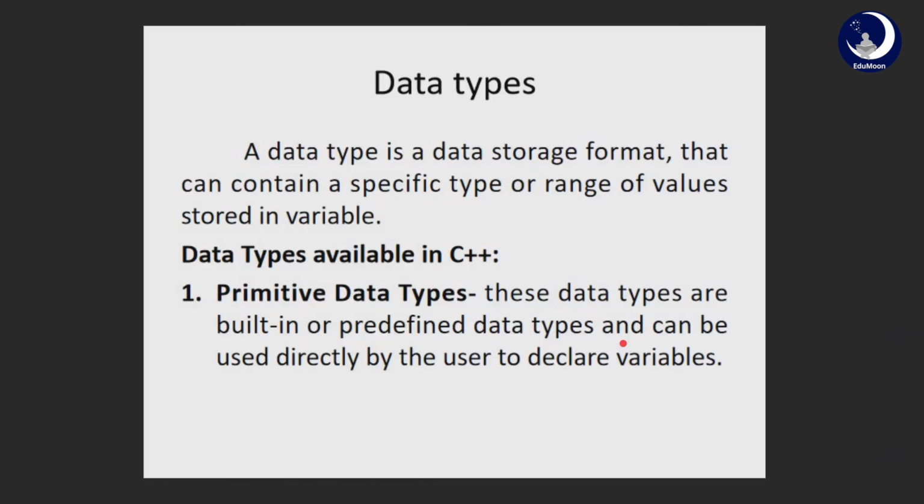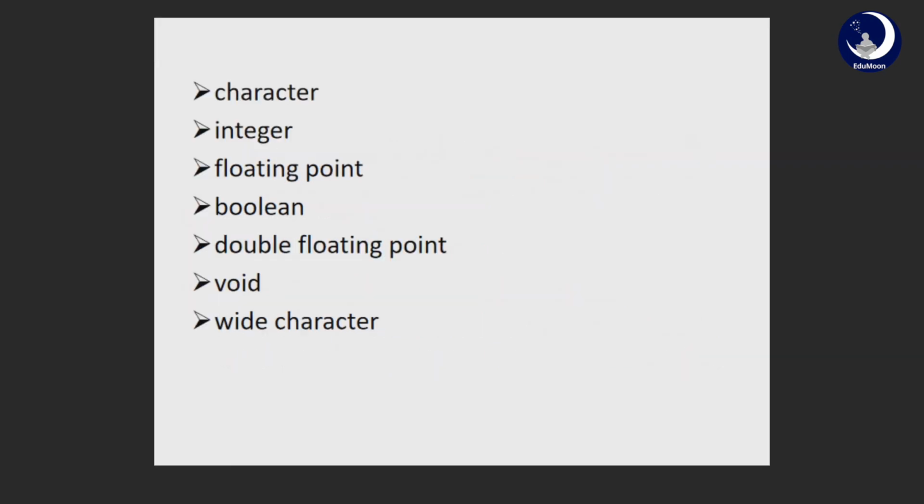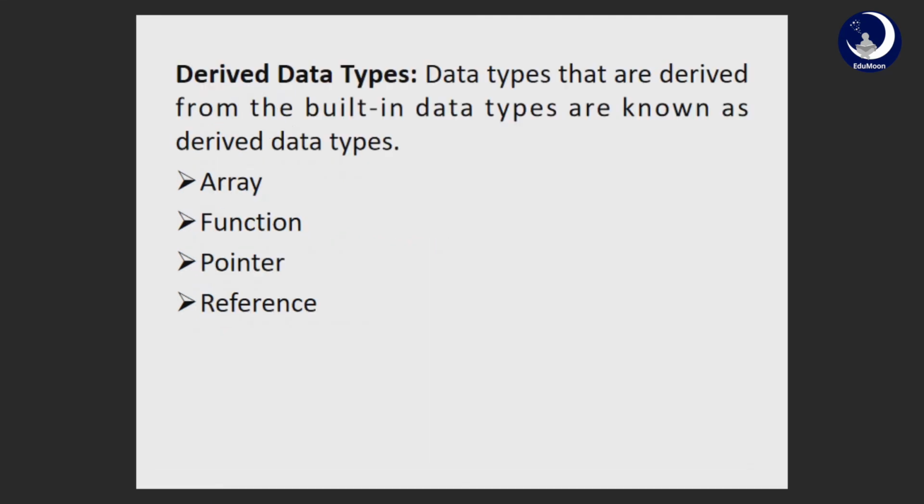Now let's look at data types. A data type is a data storage format that can contain a specific type or range of values that can be stored in a variable. In C++, we have two different types of data types. The first one is the primitive data type, and the second one is the derived data type. The primitive data types are those that are built in or predefined in the programming language, and these can be used directly by the user to declare variables. These are character, integer, floating point, boolean, double floating point, void, and wide character.